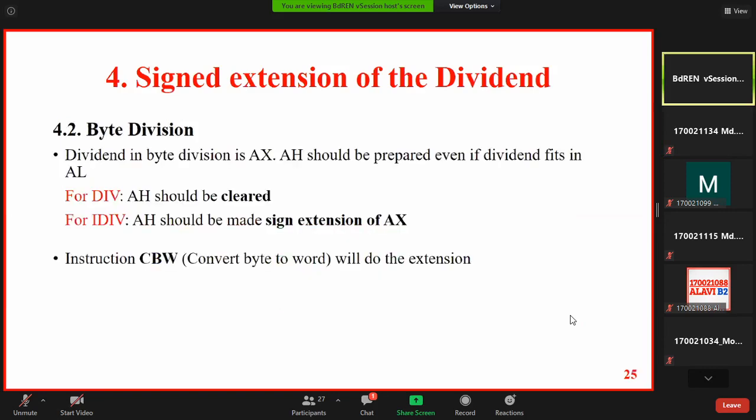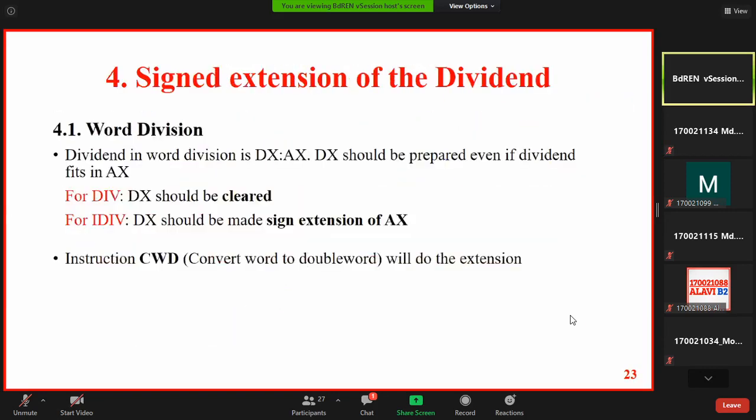Okay. Then here, these 4 slides are basically about sign extension. So the thing is that in the case of word division, the dividend will be saved in DX and AX. DX should be prepared even if the dividend fits in AX. That means you need to clear DX. Let us say your AX is having 1008. It doesn't need DX, but even then you need to clear that one.